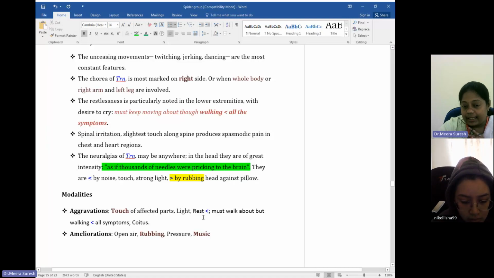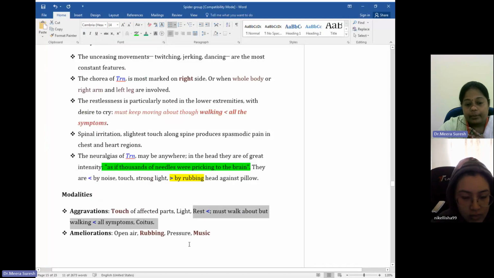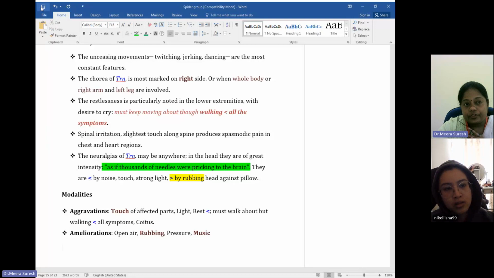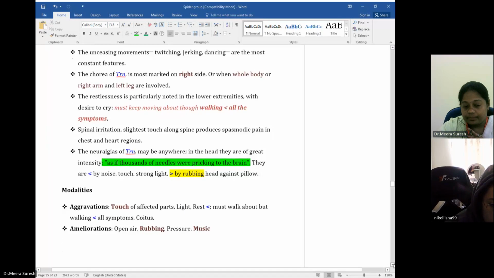Then rest is aggravation. The patient must walk about, but walking aggravates all the symptoms. And even coitus is aggravating the symptoms. And amelioration will be characteristically, to remember, rubbing or even pressure and also music.